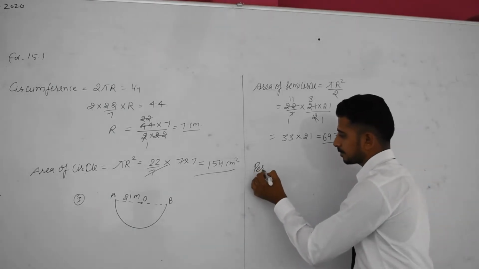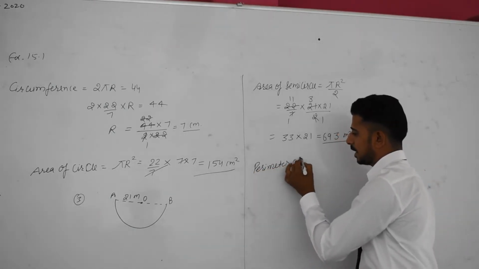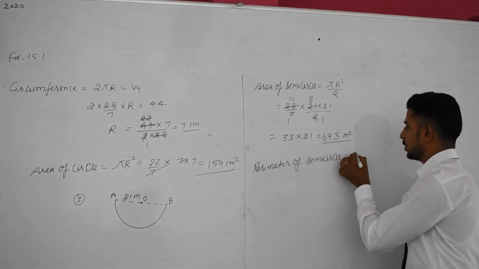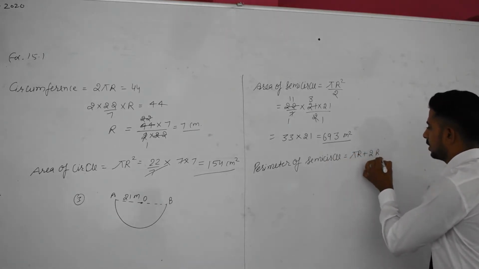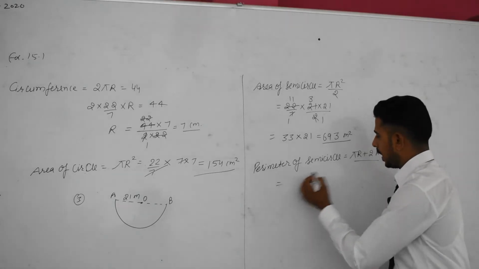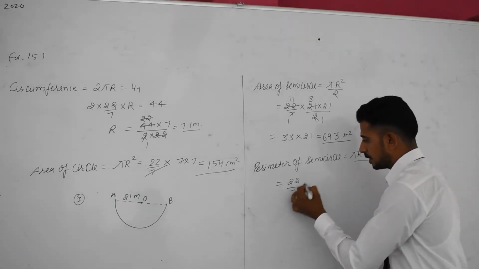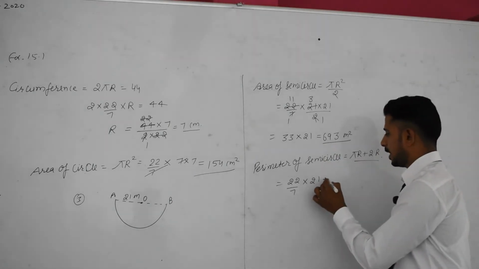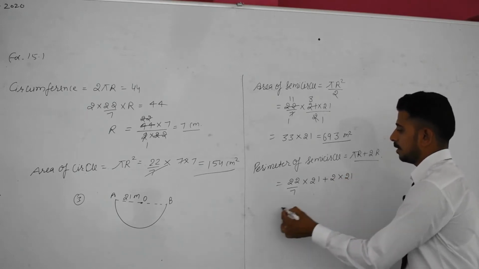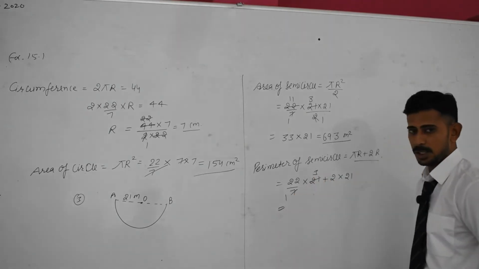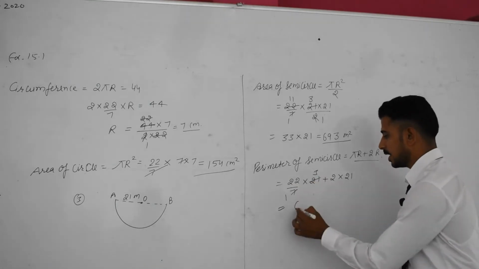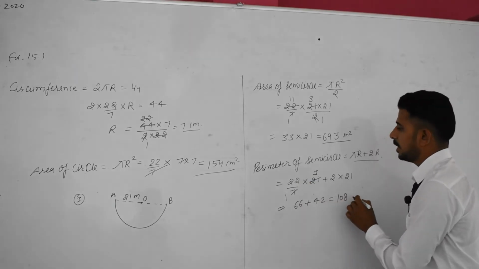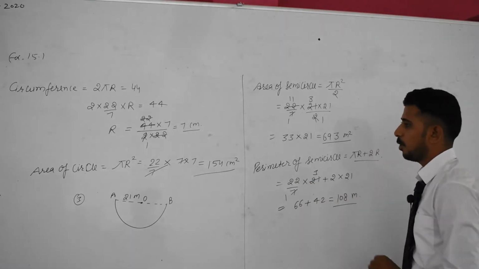Next, perimeter of semicircle is equal to pi r plus 2r. Pi r means 22 upon 7 into r. R means radius. Radius is equal to 21 plus 2 into radius 21. 7 1s are 7, 7 3s are 21. It means 22 3s are 66 plus 21 2s are 42. Value is 108 meter is the perimeter of semicircle.